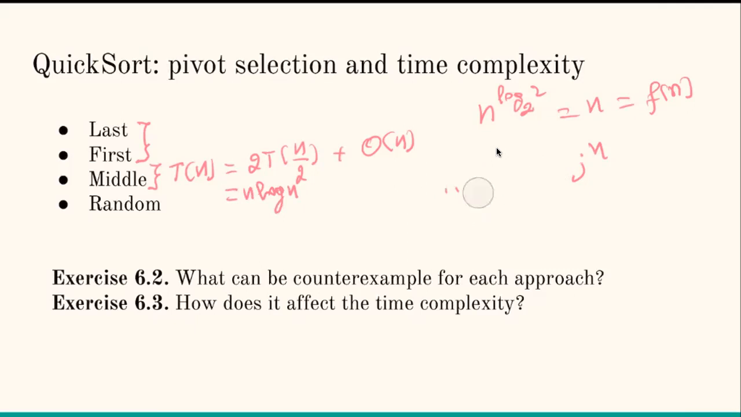Now, I want you to tell me what happens if the pivot is the highest or the lowest element of the array. What will happen? What will be the size of the subproblems? We are still looking for T of n in this case. We are not yet applying the master theorem, but we want to derive the recurrence relation in that particular case.